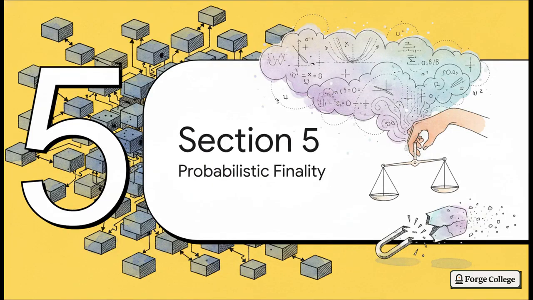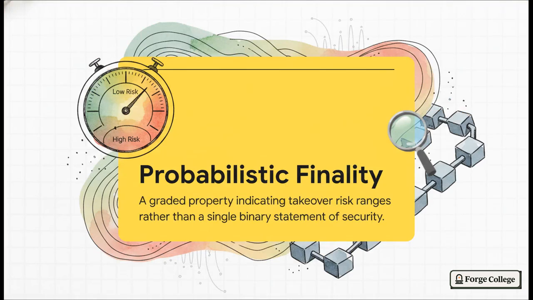Section 5. Proving probabilistic finality. This is where we focus on how to interpret our simulated results responsibly, without falling into the trap of making false absolute promises. Look closely at this definition of probabilistic finality. It is a graded property. It indicates risk ranges and sensitivities, not a binary statement of absolute security. See, in Nakamoto Consensus, security is never just a simple yes or no question. It's a dial. Our job isn't to walk into a room and say, the network is 100% unhackable. No way. Our job is to provide operational guidance based on an acceptable, carefully modeled level of risk.